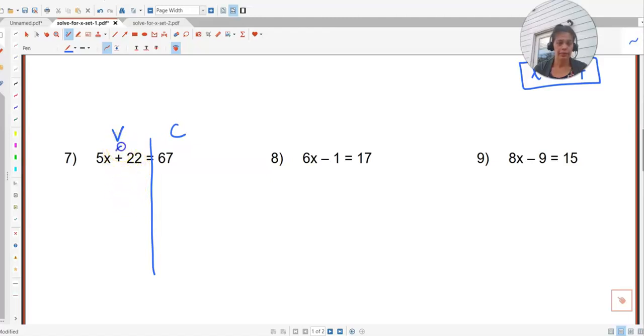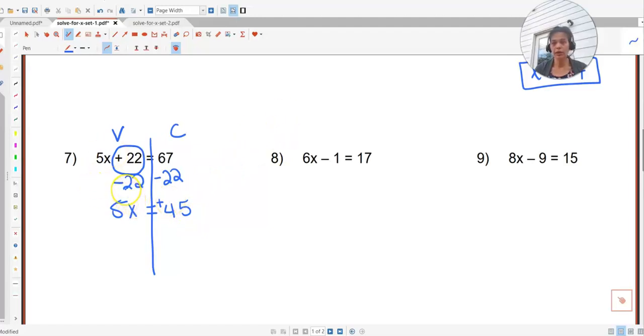So now I'm going to see here, I got a positive 22. We need to get that out of there. Positive 22 is not a variable. It's a constant. Let's get it on the constant side. Opposite of adding 22 is minus 22. So we're going to subtract 22. We're going to bring 5x down. So we got 67 minus 22, we have positive 45 left over.